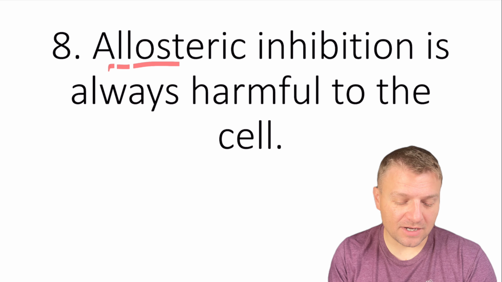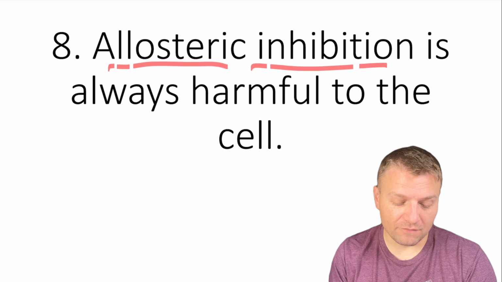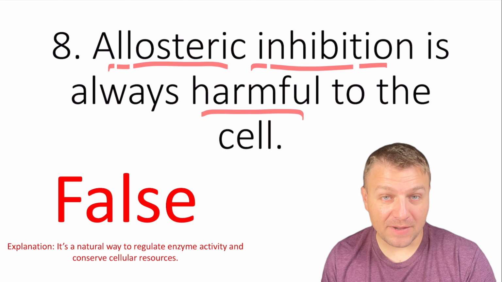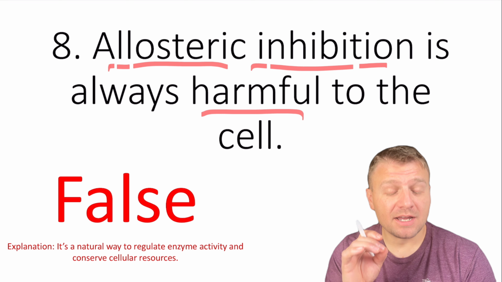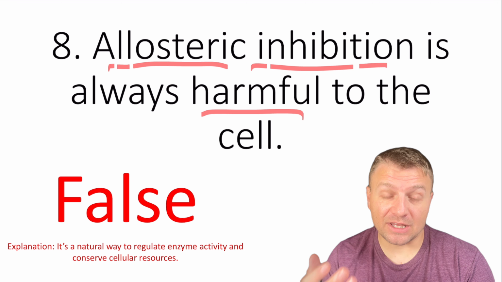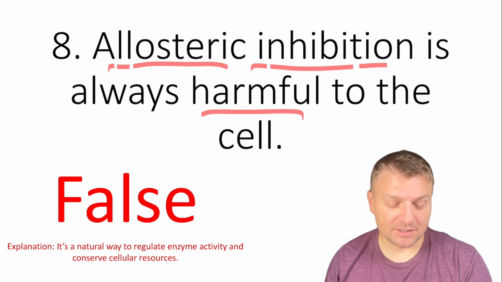Number eight, allosteric inhibition is always harmful to the cell. You should know this one. This isn't always going to be bad. Sometimes it can be bad. However, a lot of times it's actually needed for the cell to become efficient at using its resources. So this one is false.